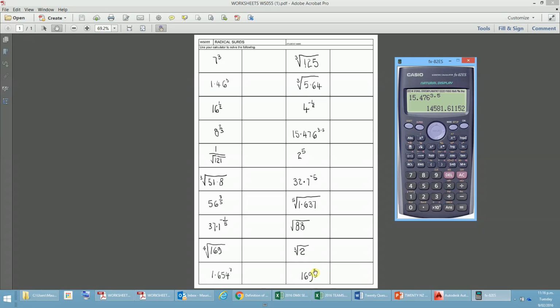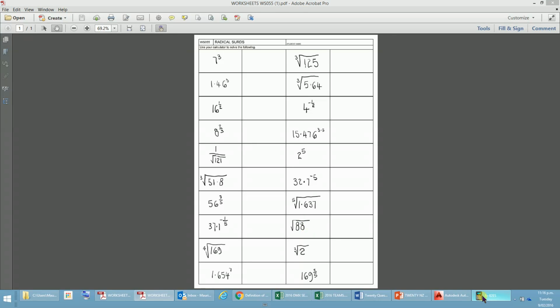169 to the power of 2 over 5 means the fifth root of 169 squared is what that actually means. But to do that, all we need to do is go 169 to the power of 2 divided by 5 equals 7.783137. So with the calculator, obviously, these things are sort of demystified.